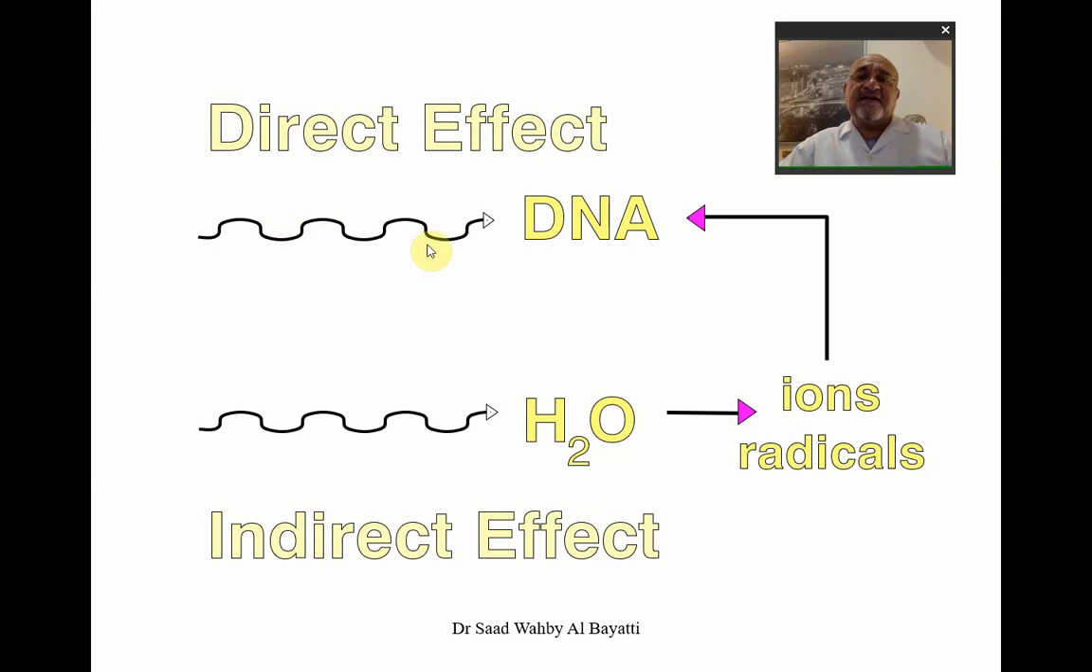The direct effect is on DNA, and the indirect effect is H2O2 and then ion radicals. Again, it will affect the DNA. So the DNA and RNA, of course, are the basic components of cellular components, whether they are somatic or genetic, and damage to them will lead to cellular damage.